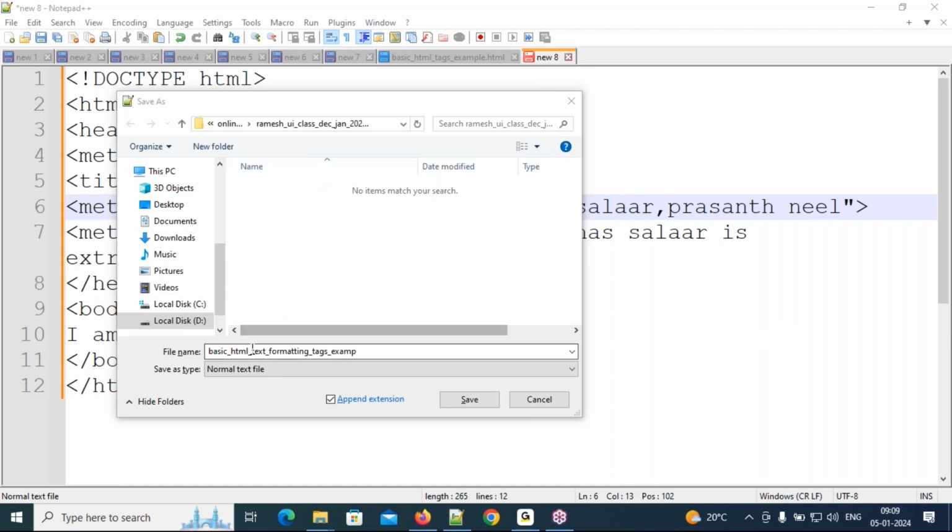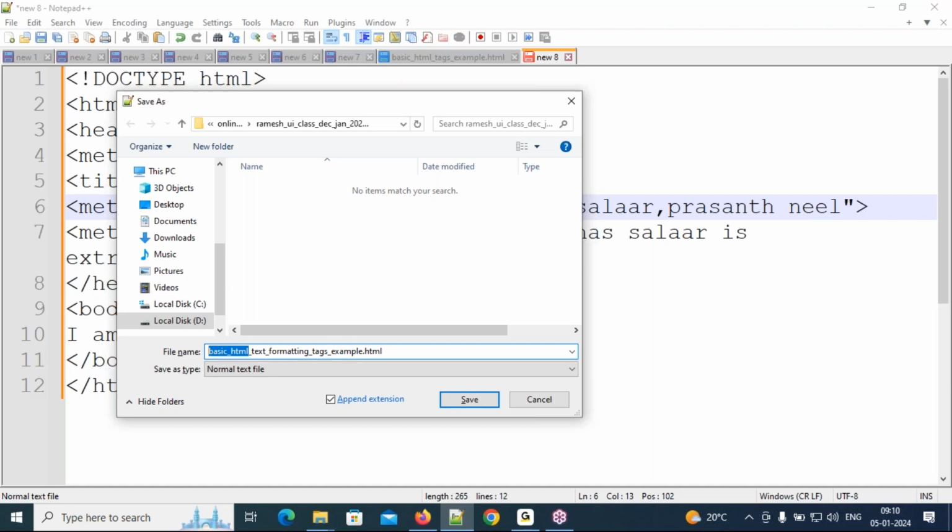Thank you. So now see here, basic HTML text formatting tags underscore example dot HTML. Put yourself on mute out there. Basic HTML is the prefix I will use for everything, because it represents that this is only the HTML language. Then the topic name, text formatting tags. Underscore example I will write as the postfix for each and everything.